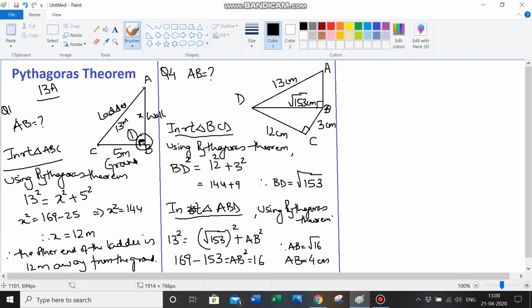Let's read the question, what they need me to calculate. Calculate length of AB. AB is 4 centimeter. I ensure that I write my unit as well.